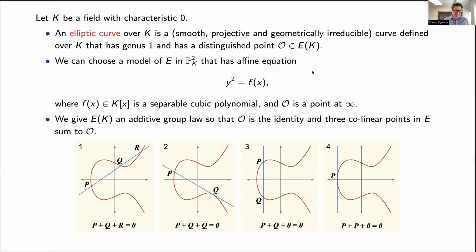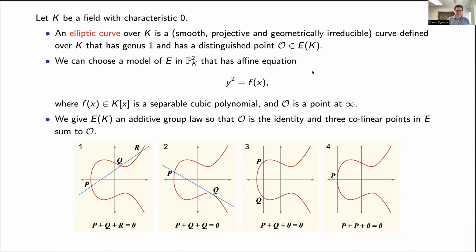And I have some pictures here just taken from Wikipedia. On the first picture, what you really need to know is if you have P and Q and you connect them with a line, you get a third point. And with the group law, these 3 points add up to 0. And that's basically the idea. If P equals Q, you take the tangent line and you'll intersect at a third point. And from this, you get the group law.